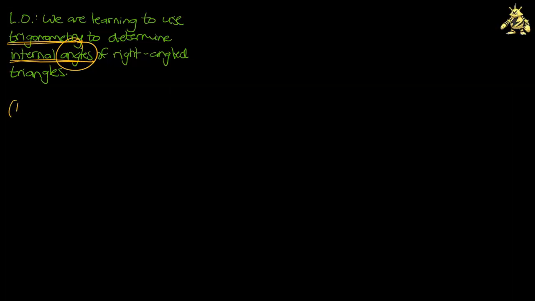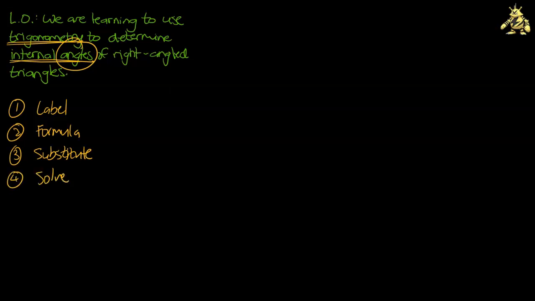So just to recap, the four-step process we need to use trigonometry. First thing is you need to label the sides of your triangle. So I'm just going to write label there. After that, you need to find out what formula you want to use. And then step 3, you needed to substitute. And then step 4, you did need to use a little bit of algebra to go ahead and solve to reveal your final answer.